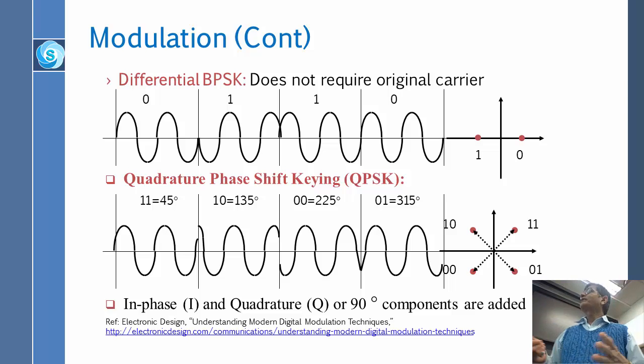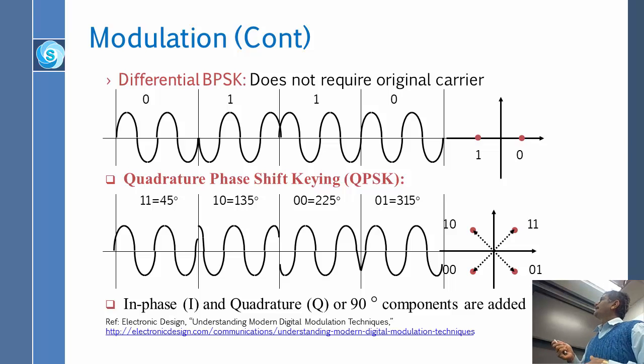The only complication here is that in BPSK we only need to know whether the phase is 0 or minus 180. Here we need to know whether the phase is 45, 135, 225. So you have to be able to distinguish between the phases much more carefully. So the error performance for QPSK is worse than differential BPSK. This will have very little error. This will have more errors.